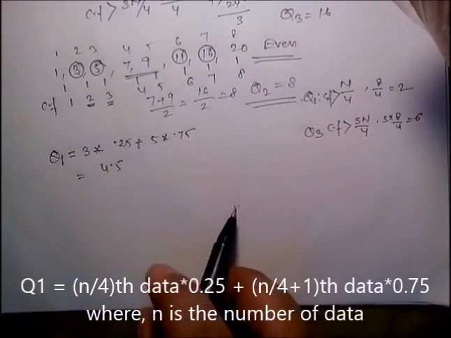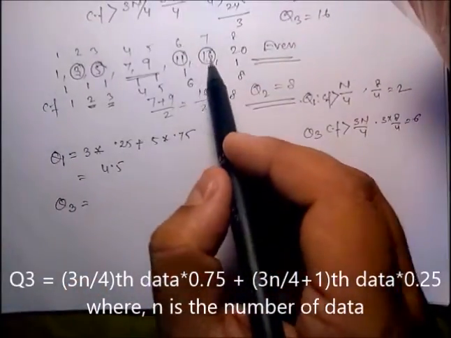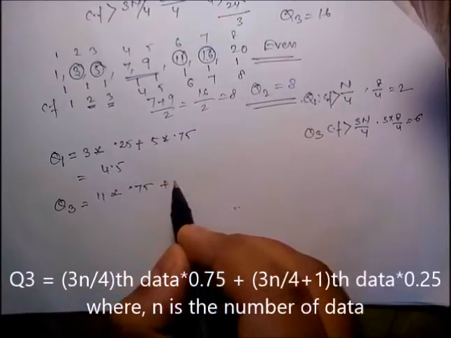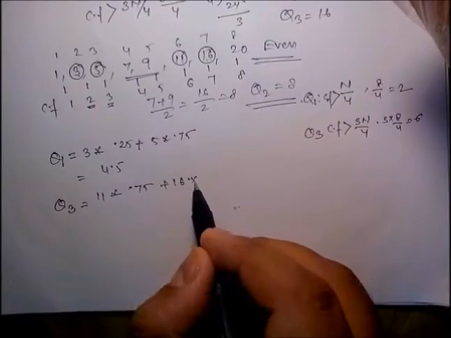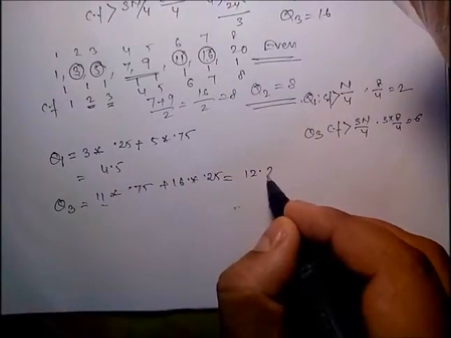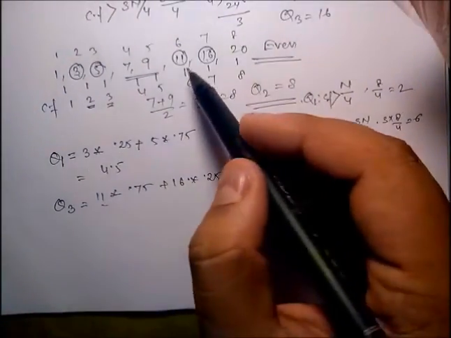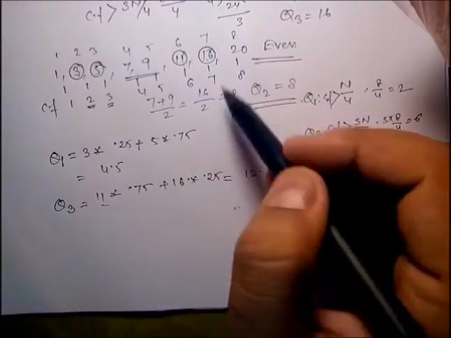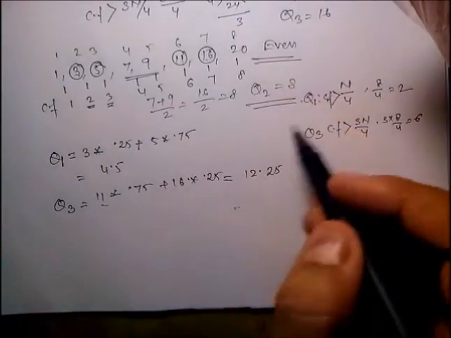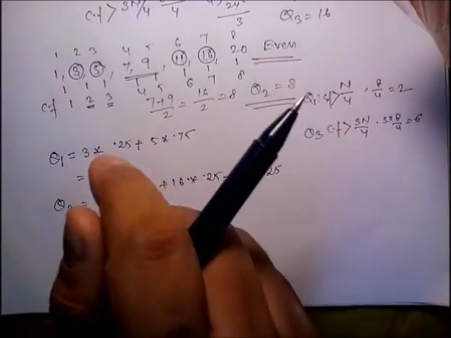Now to calculate Q3, we have to select these two data and use them: 11 into 0.75 plus 16 into 0.25. So the answer is 12.25. We use 75% of the 11 and 25% of the 16. So if there is an even number of data, this is how you can calculate the Q1, Q2 and Q3 values.